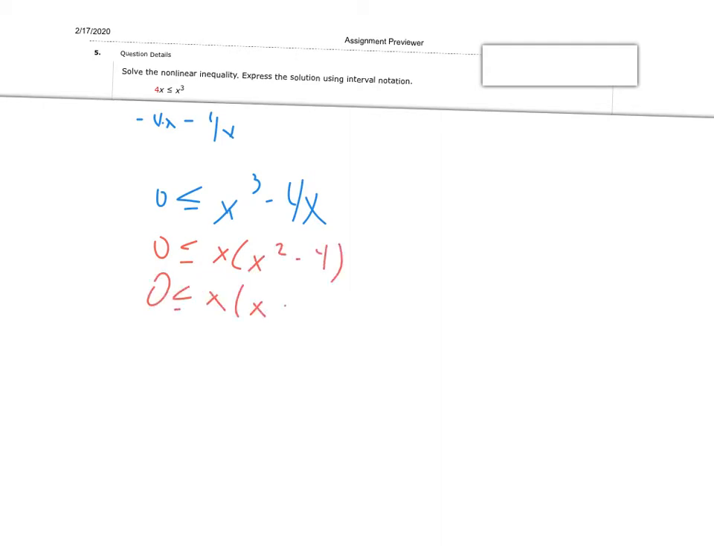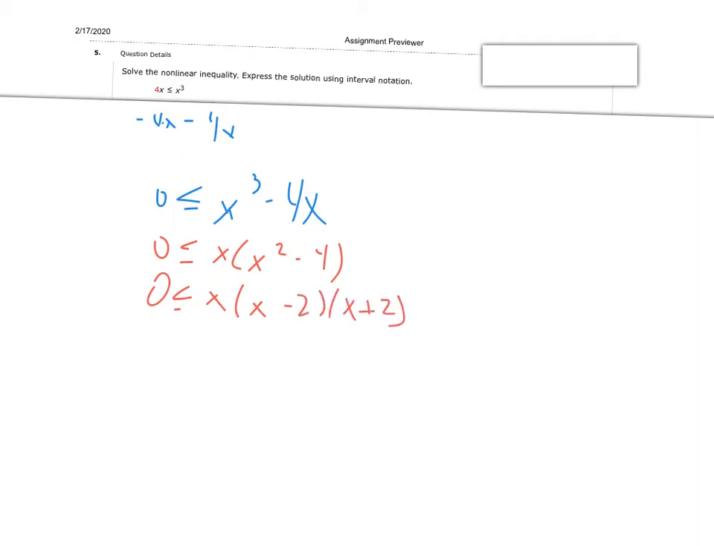All right, next up here, I am going to get one side to 0. I always like to have my biggest power positive, so I'm going to subtract the 4x over here. And so I'm going to say 0 is less than or equal to x to the third minus 4x. And now we'll go ahead and factor this. So I'll factor out 1x, and then I can break it down some more.